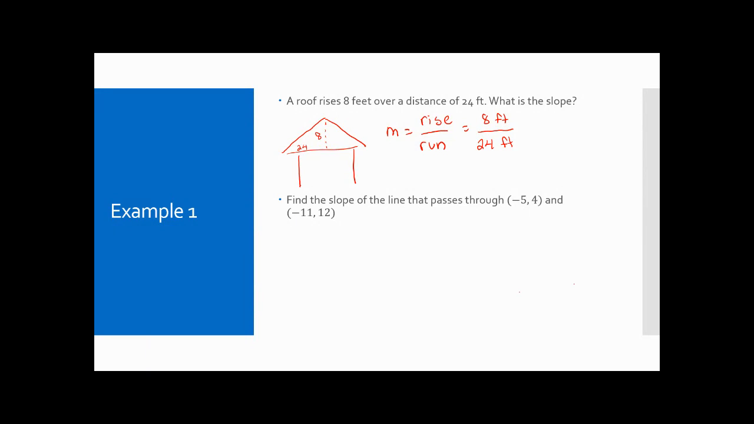Notice that this is feet over feet, so your units cancel. So we don't have any units on our answer. So we just have 8 over 24, which we need to reduce. I can divide both numbers by 8 to reduce that fraction. When I reduce this, I get 1 over 3. So the slope of the roof is 1/3, and there are no units there because the units canceled out.